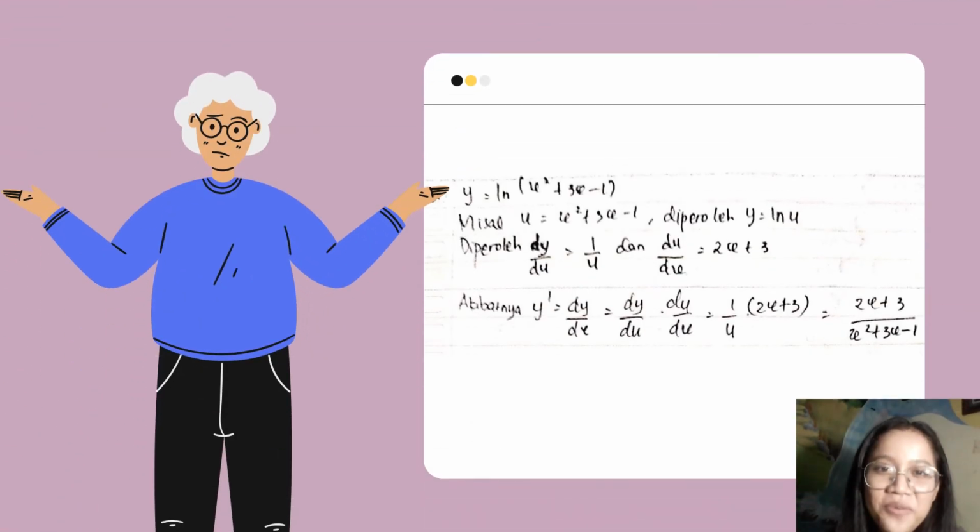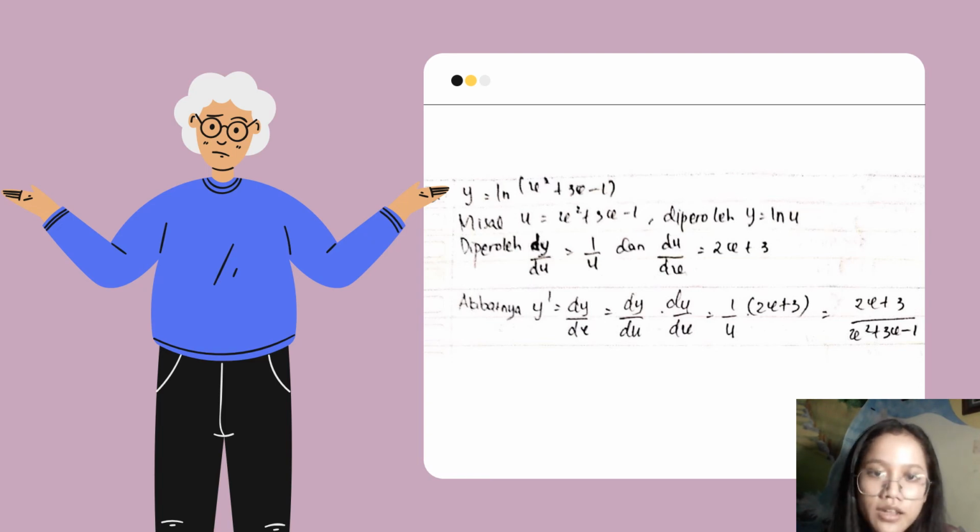So next, we are going to the last number, which I will tell you in this video. So in E, we have y equals ln x squared plus 3x minus 1. We assume u as x squared plus 3x minus 1, so we can have y equals ln u. We can find dy du as turunan y terhadap u is 1 over u, and du dx as turunan u terhadap x is 2x plus 3.